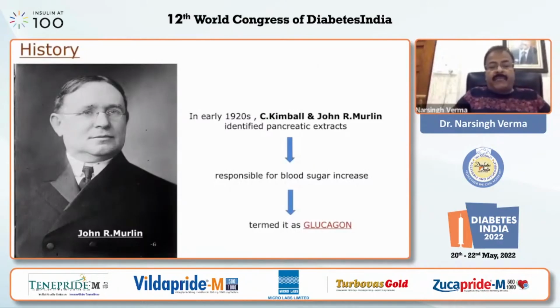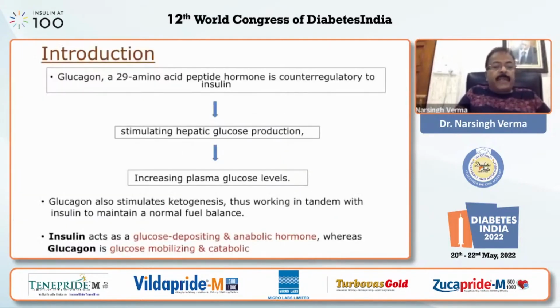In the early 1920s, Kimball and John Merlin identified pancreatic extracts and found that they were responsible for a blood sugar increase, and later it was termed glucagon. Glucagon is a 29 amino acid peptide hormone, a counter to insulin, and it stimulates hepatic glucose production. It increases plasma glucose level by both mechanisms, that is glycogenolysis and gluconeogenesis. Glucagon also stimulates ketogenesis, thus working in tandem with insulin to maintain a normal fuel balance. That is why, probably, nowadays we are talking more about glucagon, because of this particular action.